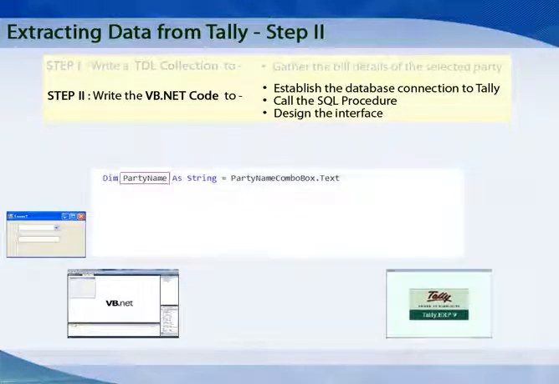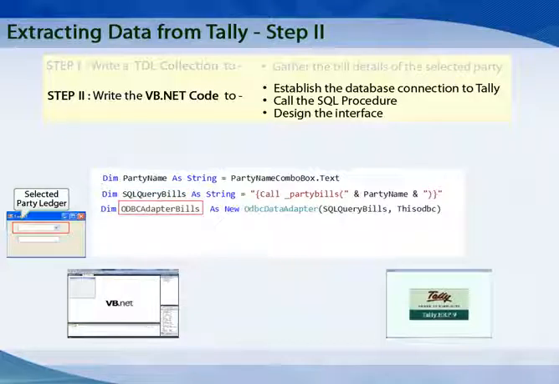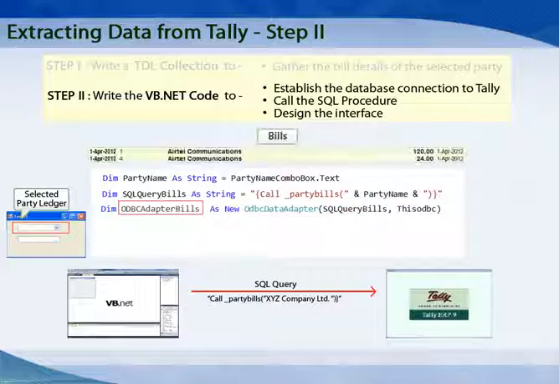A variable party name is declared which is set to the value selected in the given combo box. A variable SQL query bills is declared to call the procedure. An object ODBC adapter bills is declared which sends the SQL query to Tally using the connection object this ODBC. After this, all the bills pertaining to the selected ledger will be set within the object ODBC adapter bills.